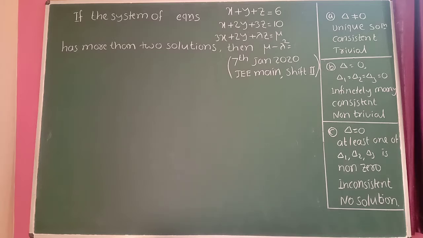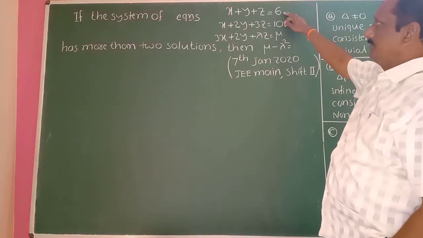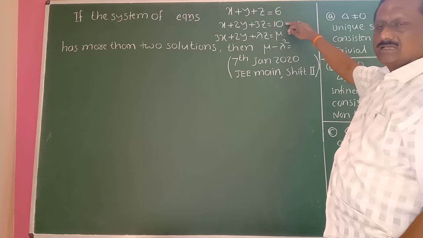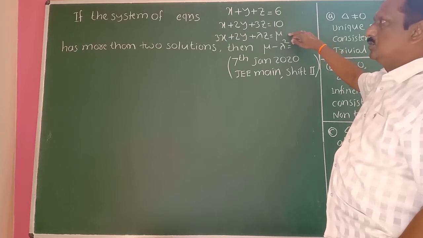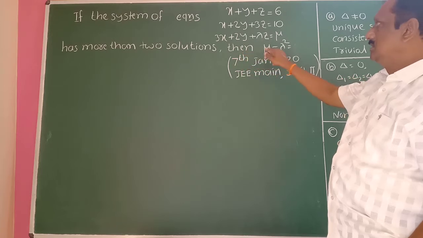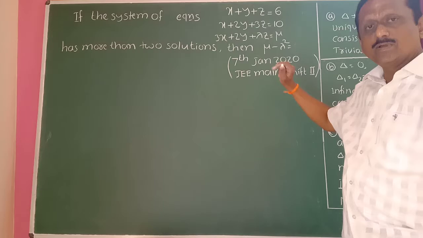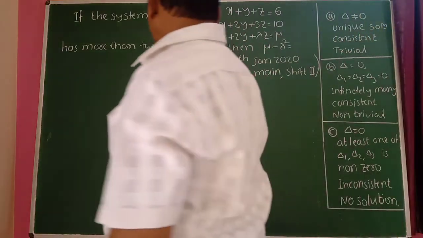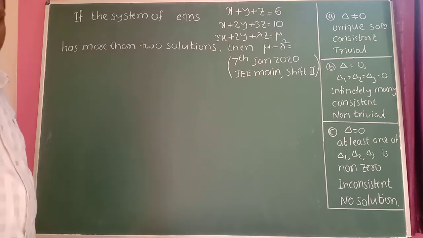So the example: if the system of equations x plus y plus z is equal to 6, x plus 2y plus 3z equal to 10, 3x plus 2y plus lambda z equal to mu has more than 2 solutions, then mu minus lambda square is equal to what? It is a numerical problem because no options are given.